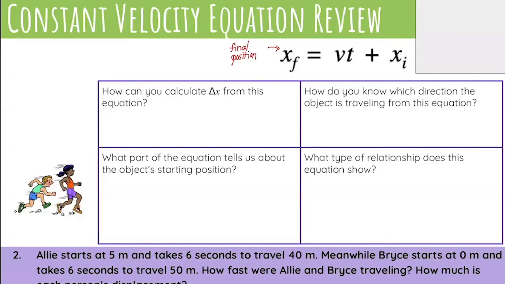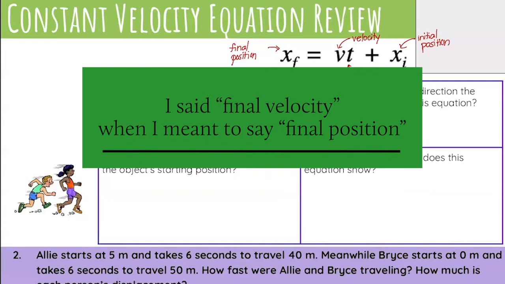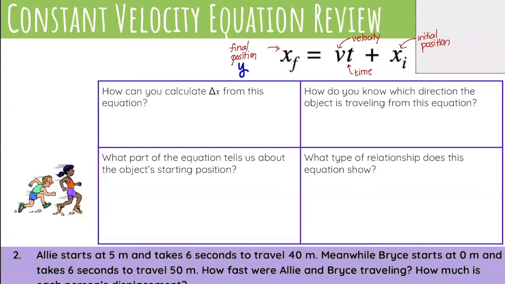And that translates to y in our y is equal to mx plus b. And this right here means velocity. So velocity, and this is time, and this is initial position. Now, final position, as I just said, goes with the y-axis. So it's basically our y-axis on a position time graph.